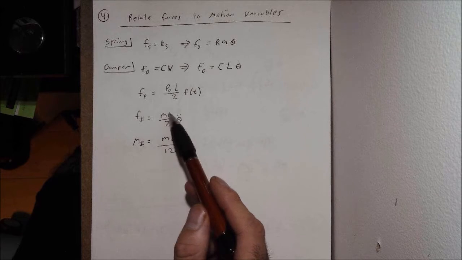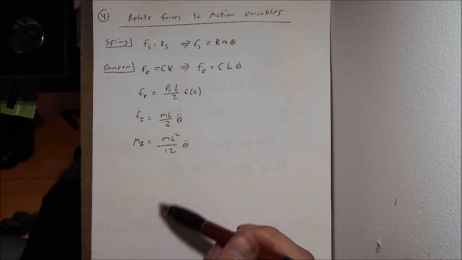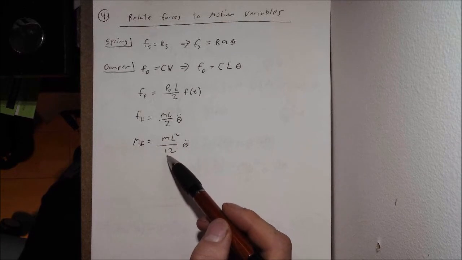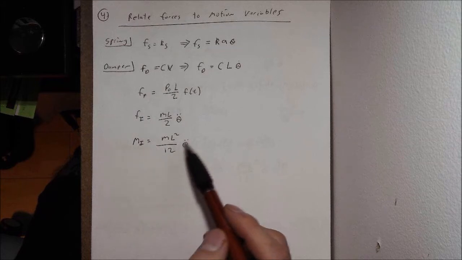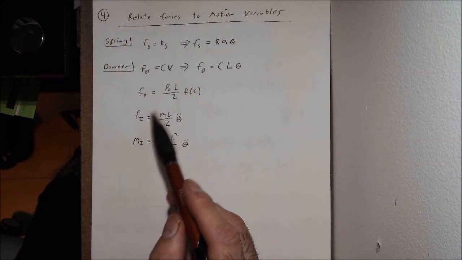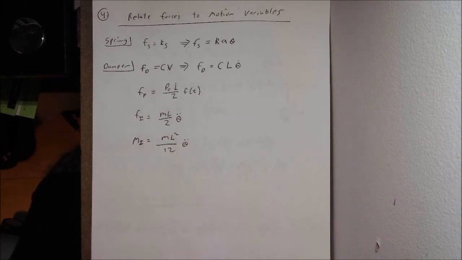F of I is equal to ml over 2 times theta double dot. And for our moment here, for a general moment equation for a beam, we have ml squared over 12 times our theta double dot. So go back through the chapter and through the lecture notes if you're not sure exactly how we came up with these. We can review that. Most of these are from previous courses as well.